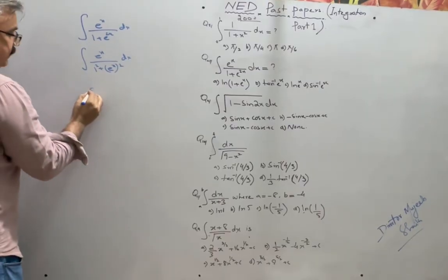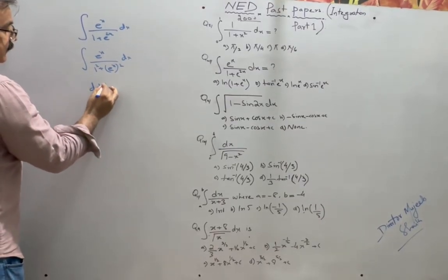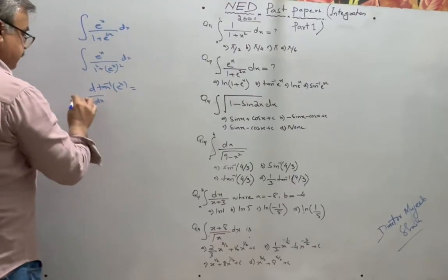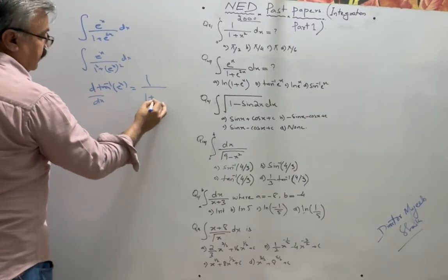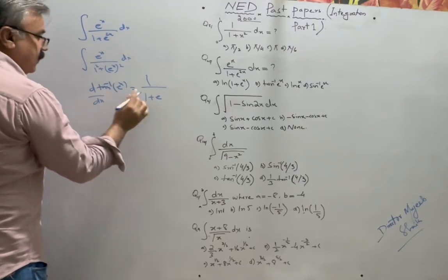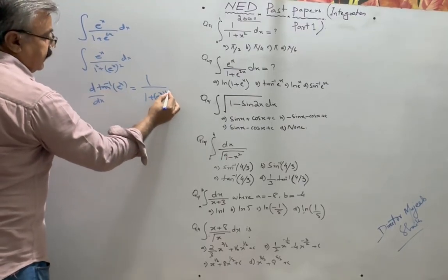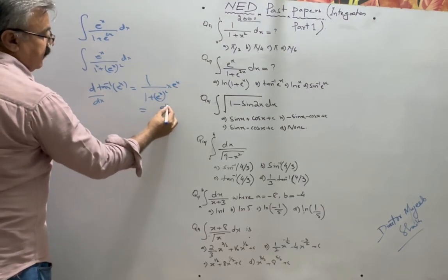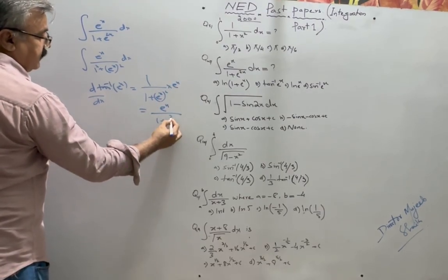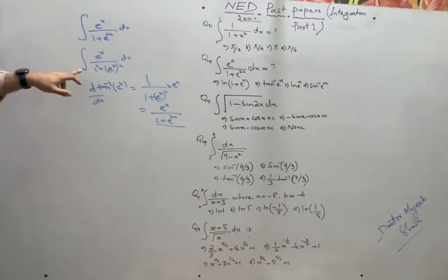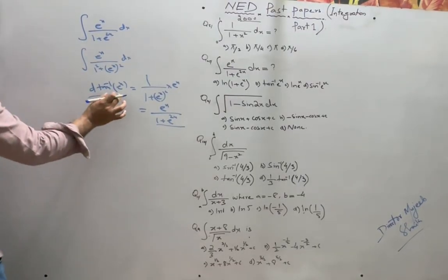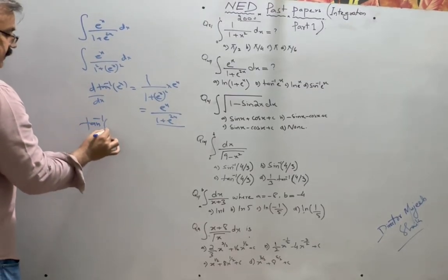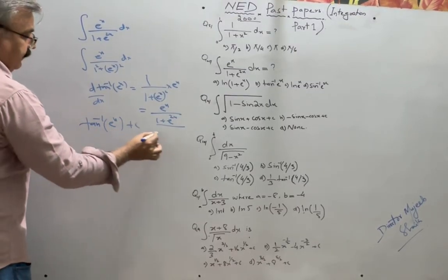It is just differentiate tan inverse e raised x with respect to x. Its differentiation is given by 1 over 1 plus, instead of x, we have e raised x square, times differentiation of this angle, that's e raised x. So we have e raised x over 1 plus e raised 2x. It is also the same case of tan inverse e raised x. So our answer in that case is tan inverse e raised x plus c.